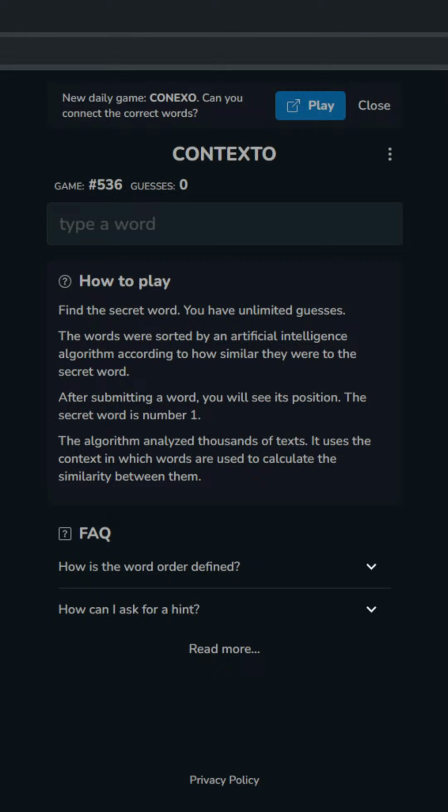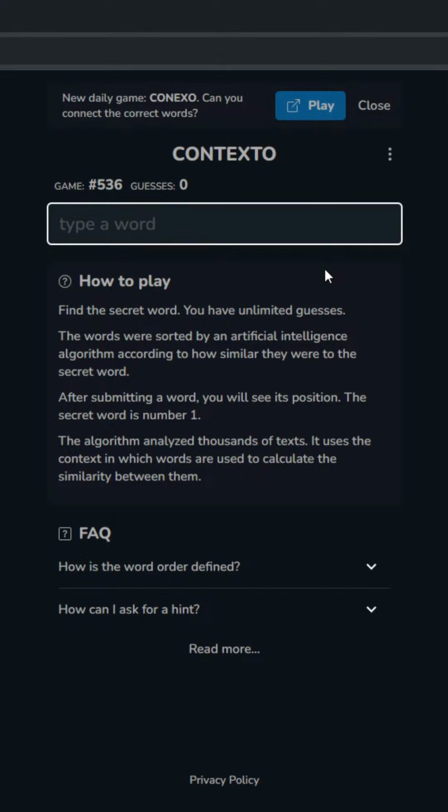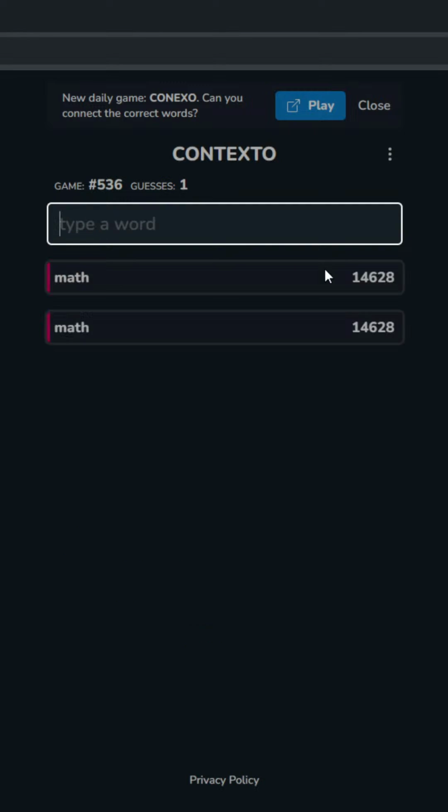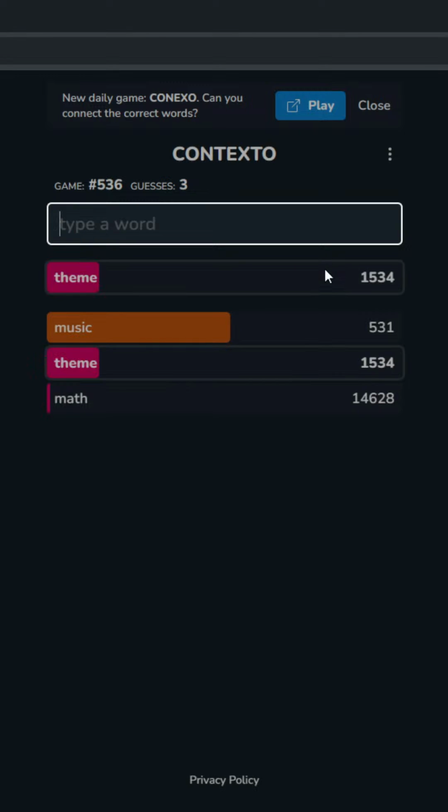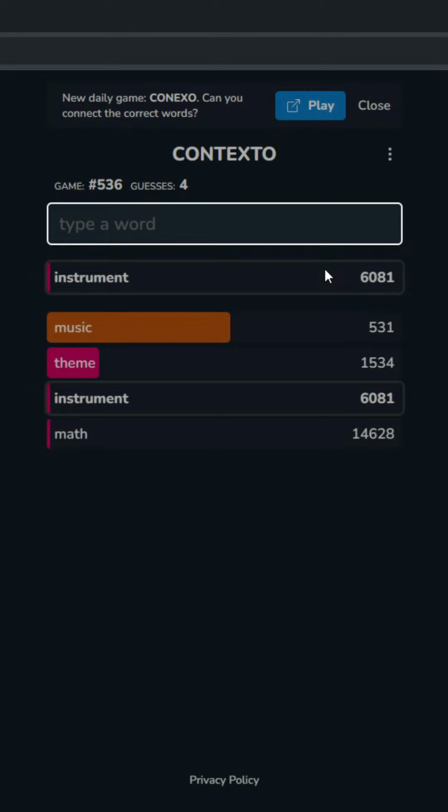We gotta find a secret word by putting in other words. What's a good starting word here? Well, it is a math stream, so let's try math. It is not related to math at all. Music? It's very related to music, but it's not too related to music, so maybe an instrument? No. Music is something humans do in culture, not related to culture either.